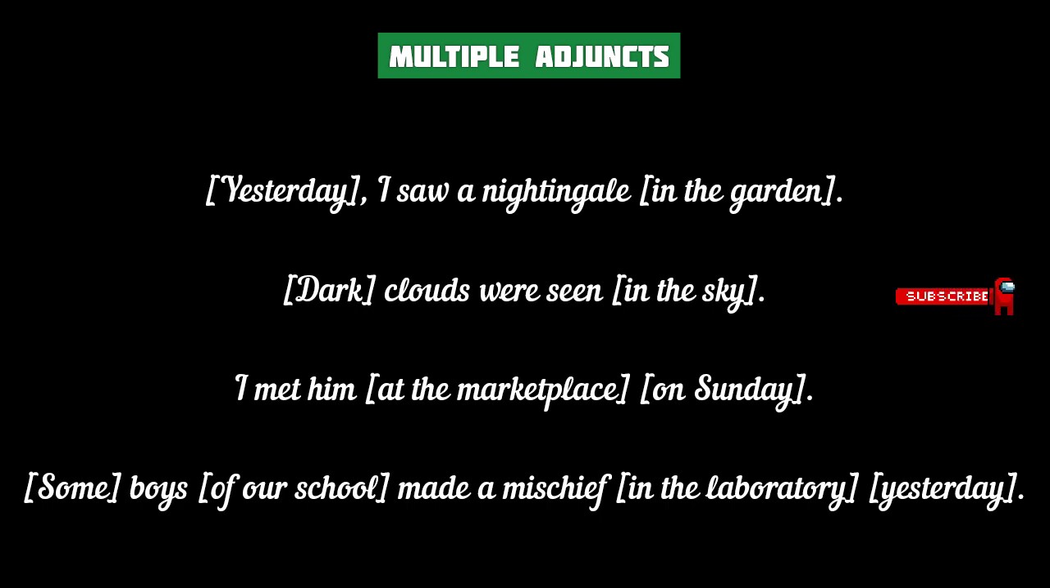The last example has 4 adjuncts. Some boys of our school made a mischief in the laboratory yesterday. The determiner some and the prepositional phrase of our school qualify the noun boys. Hence, they are adjectival adjuncts to the subject. However, the phrase in the laboratory and the word yesterday are adverbial adjuncts because they qualify the predicate made a mischief. In the laboratory is an adjunct of place and yesterday is an adjunct of time.